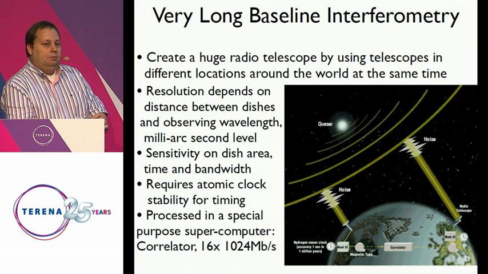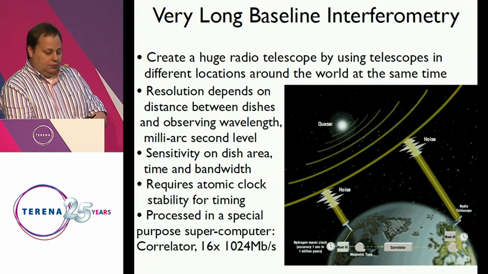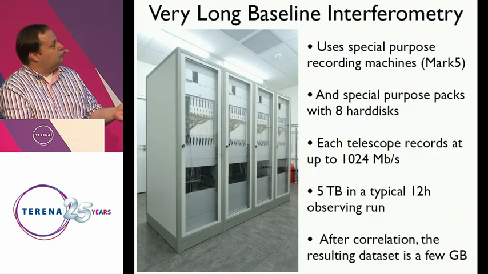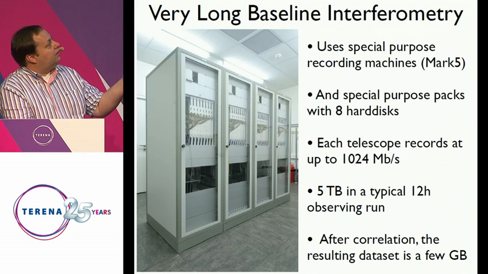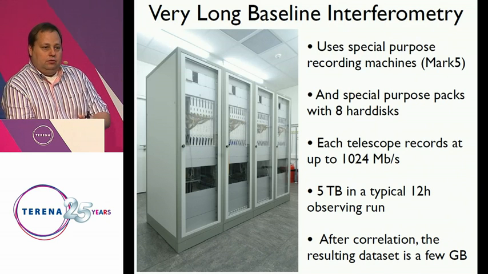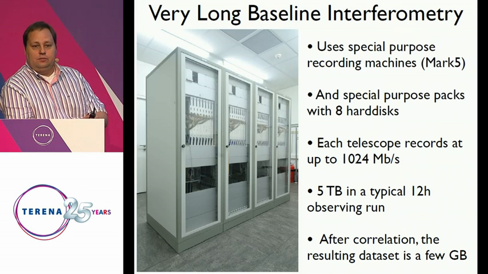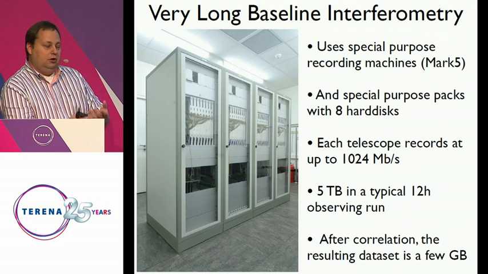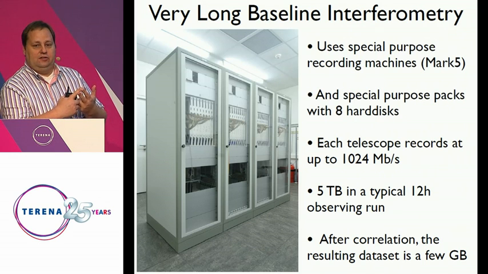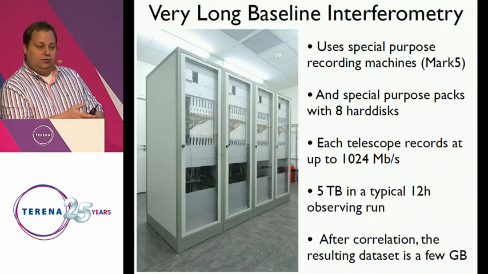And then to actually turn this data into something that you can look at, into an image or a measurement, it needs to be processed in a special purpose supercomputer. This is our correlator at GÉANT. It's built on ASIC technology. It is about 14 years old now. And actually for years it's been the fastest computer in the Netherlands, provided you only want to multiply numbers of 2 bits and then add them together. That's the only thing it can do, because it's built in ASICs.